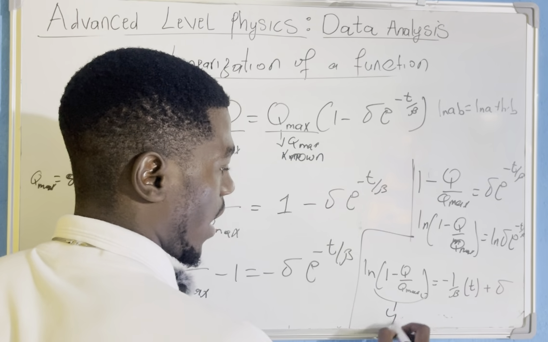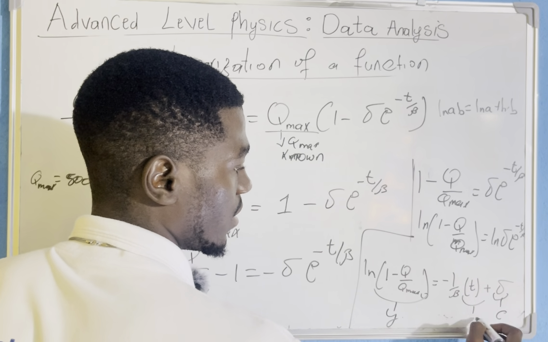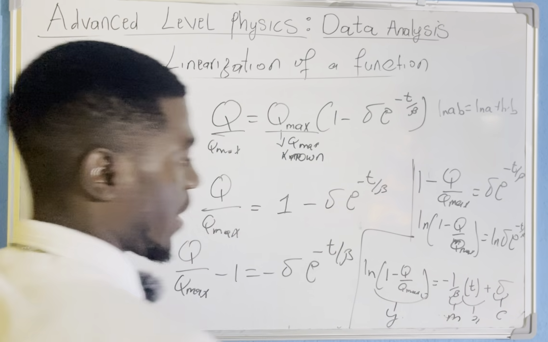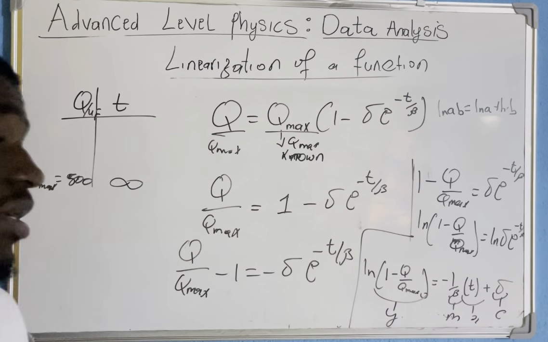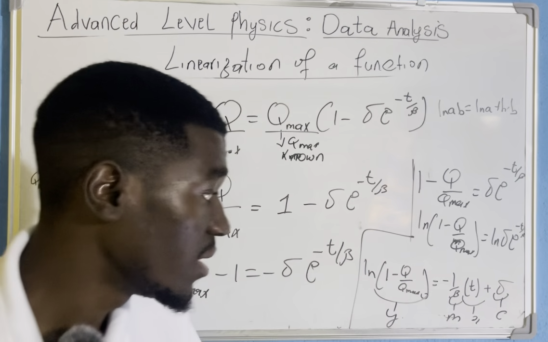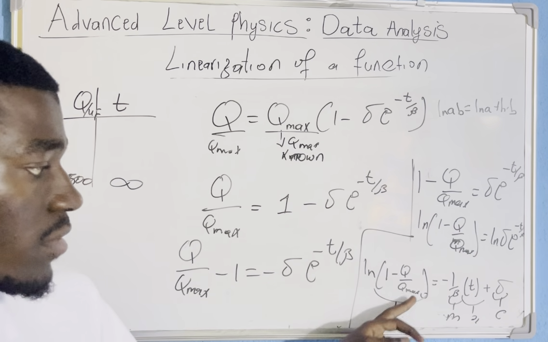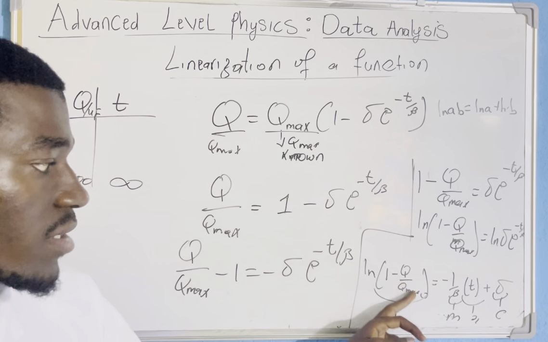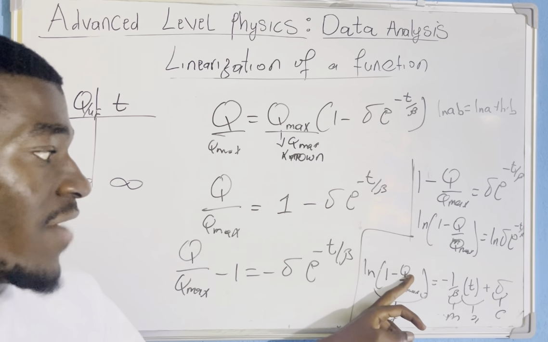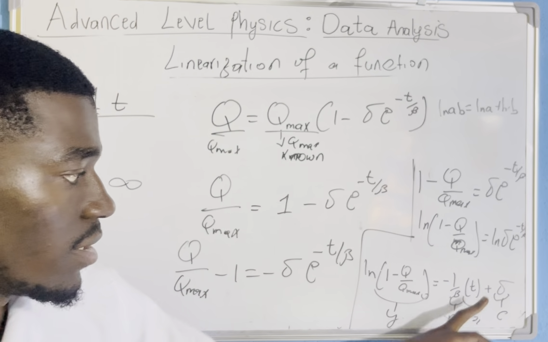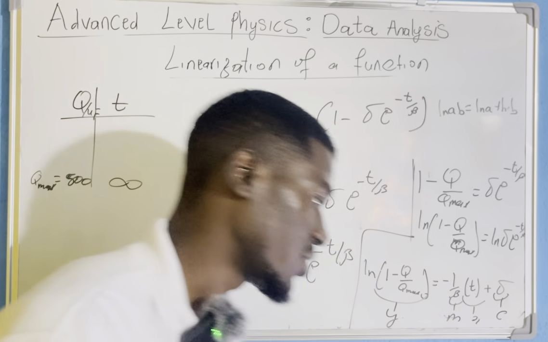So this one is my Y. This one is my gradient M, and this is my intercept C. From there you can verify. If you have this, it is correct, it means you're following. What is inside here is only made up of what? Constant, variable, constant. My linearization is correct.